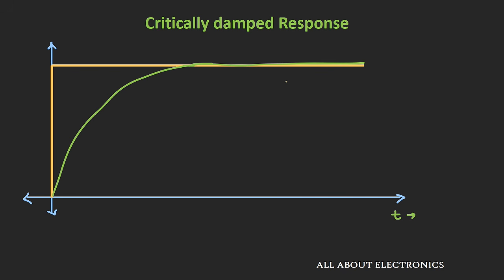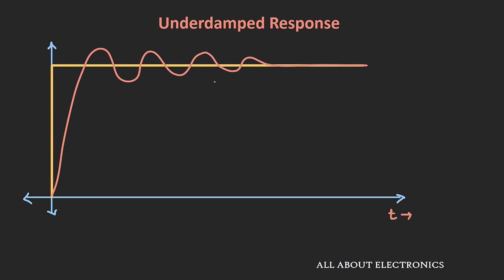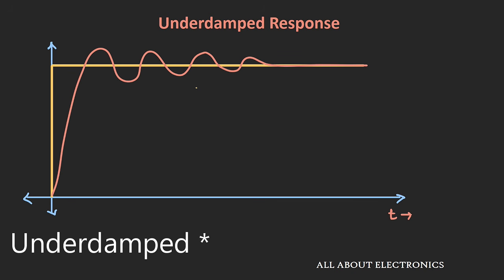Similarly, the critically damped response will look like this. The critically damped response will be faster compared to the overdamped response, and in this response also you will not find any kind of oscillations. The circuit is able to reach its final value faster compared to the overdamped response. Now let us see the third kind of response, that is the underdamped response.